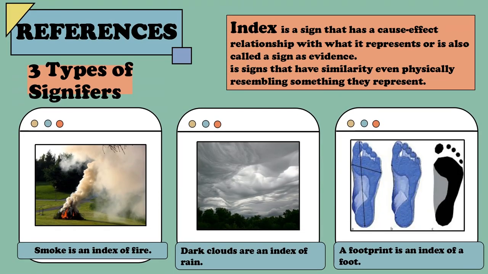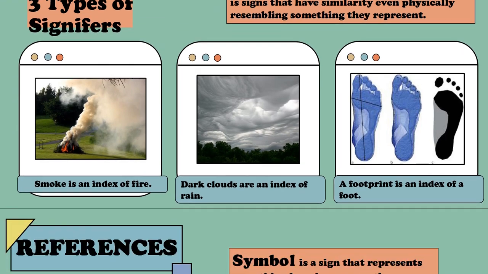Index is a sign that has a cause-effect relationship with what it represents, also called a sign as evidence. Three types of signifiers: smoke is an index of fire, dark clouds are an index of rain, and a footprint is an index of a foot.